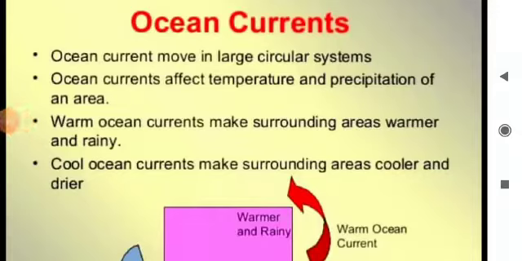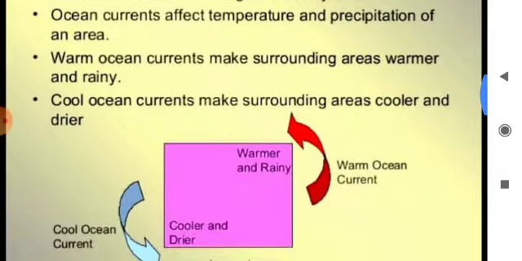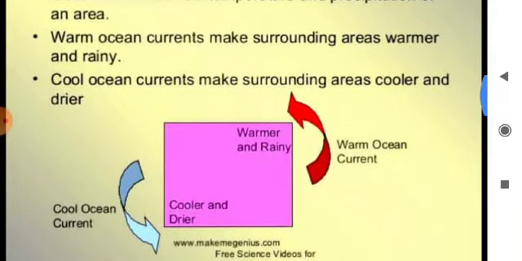Hello viewers, today we are going to start a new chapter, Ocean Currents and Tides. Ocean currents are the continuous directional movement of sea water. Ocean currents are divided into two categories, cold ocean currents and warm ocean currents.